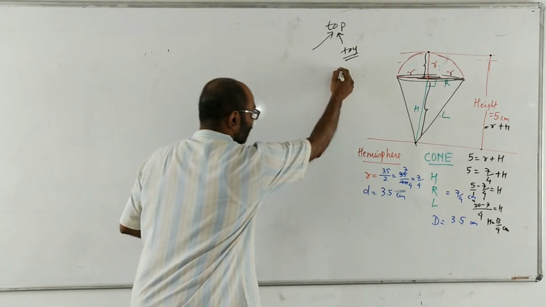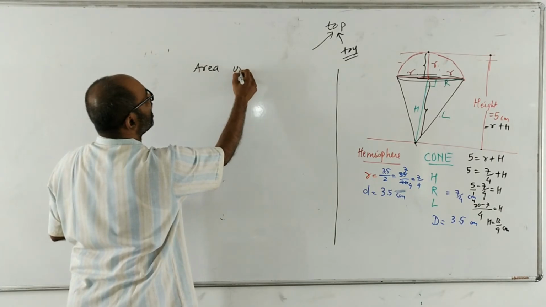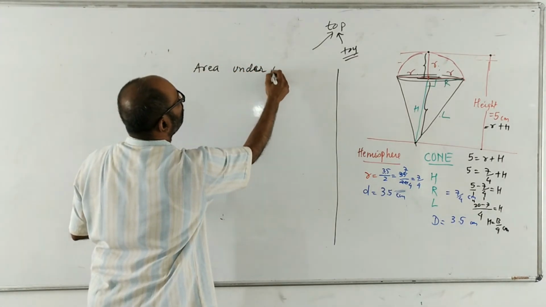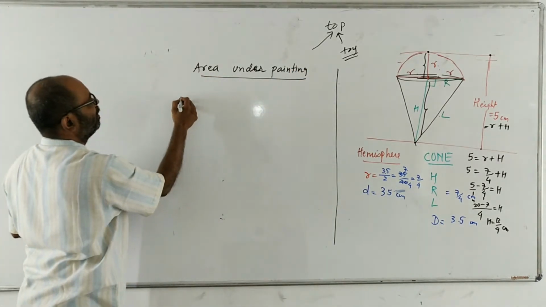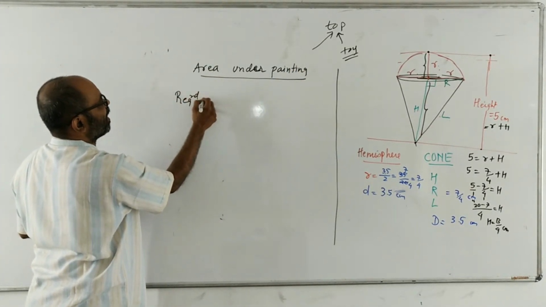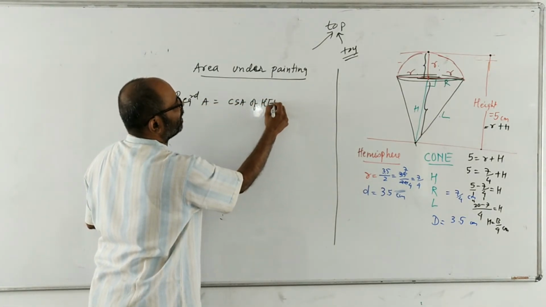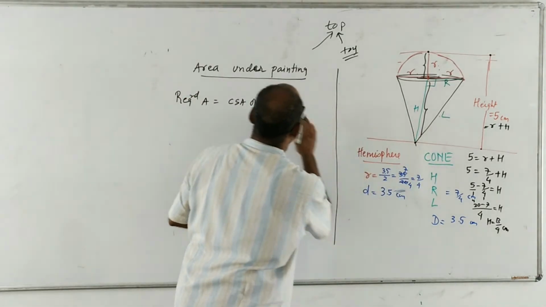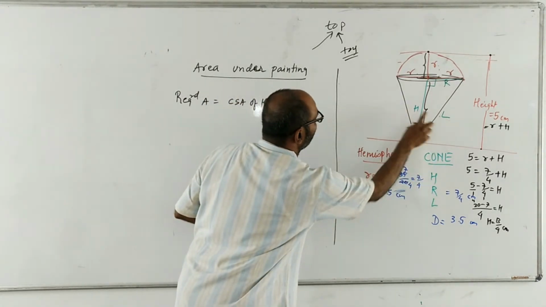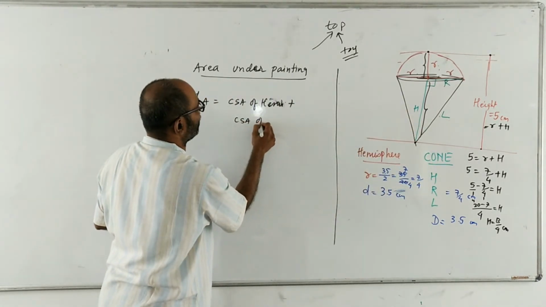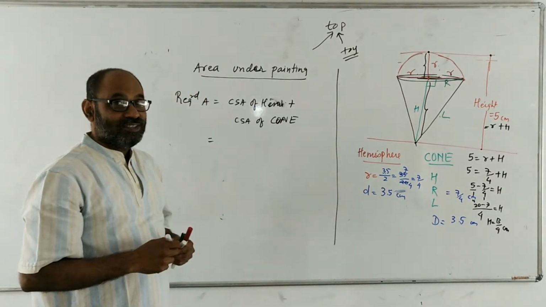Alright. I'm putting this title: area under painting या coloring. Required area is curved surface area of hemisphere जो कि small letter है, hemisphere plus conical part का curved surface area of cone.